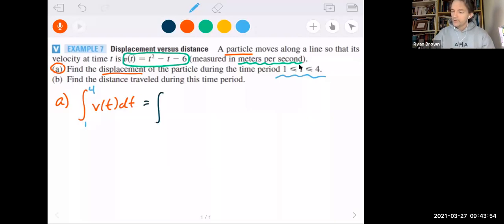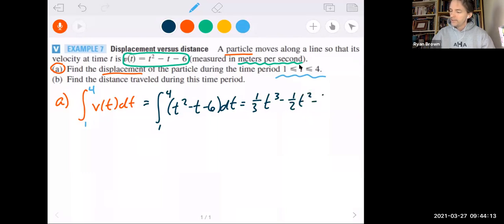So this is the integral from 1 to 4 of our velocity, t squared minus t minus 6 dt. Okay, so by hand, we have to take the antiderivative. So that's going to be 1/3 t cubed minus 1/2 t squared minus 6t. We don't need a plus C because this is a definite integral, not an indefinite one.